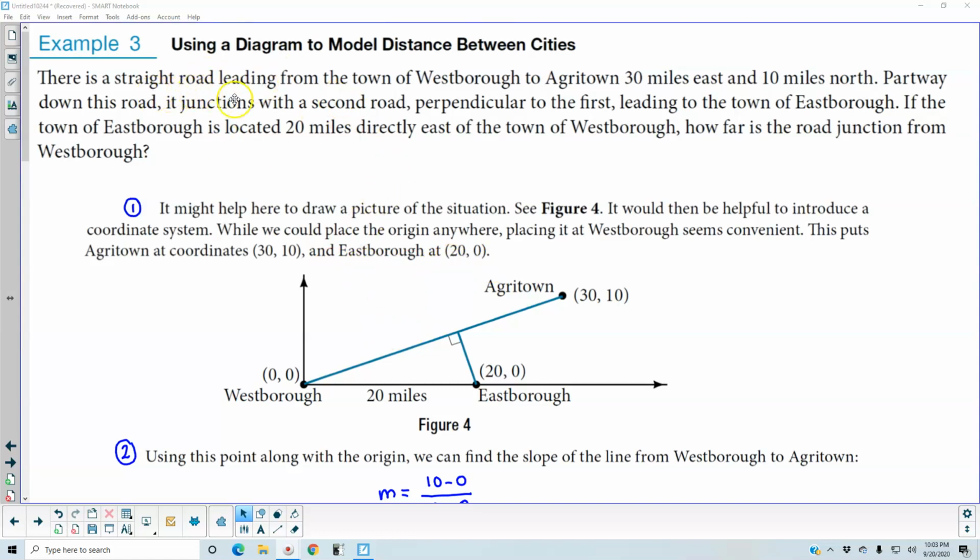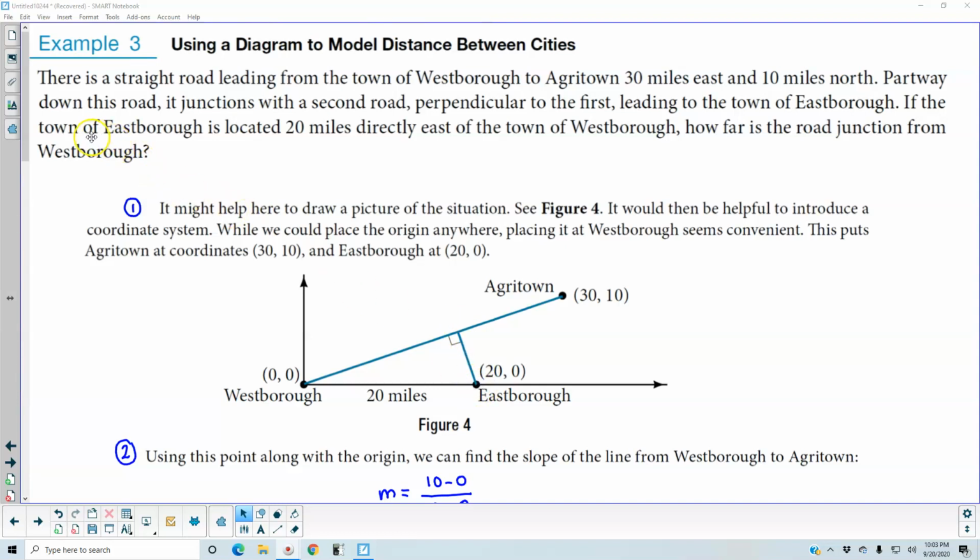So there is a straight road leading from the town of Westboro to Agratown. Westboro goes straight to Agratown, and that's 30 miles east and 10 miles north. Now, partway down this road, it junctions with a second road, and that is perpendicular to the first road, to the town of Eastboro, which is right here.